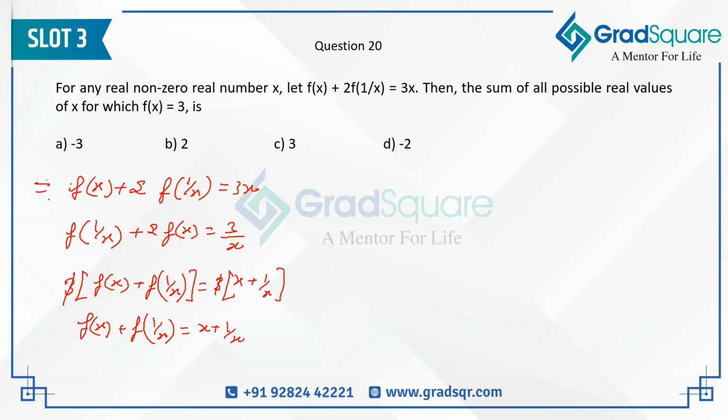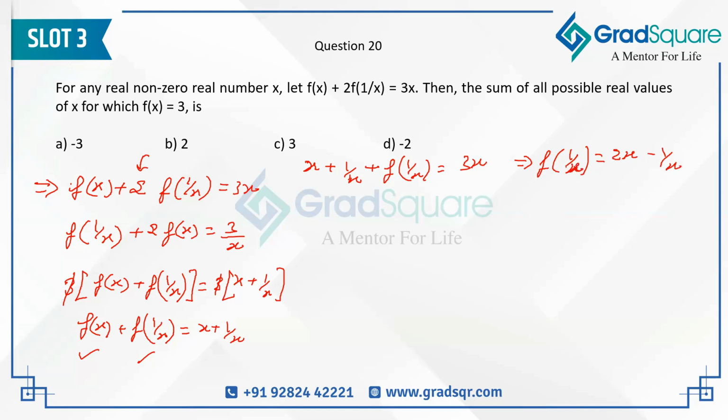Now go back to this first equation. f of x plus f of 1 by x is something that I have in terms of x, right? Which is x plus 1 by x. So I'm writing x plus 1 by x in place of f of x plus f of 1 by x. But there was 2 times f of 1 by x, right? So I will still be left with f of 1 by x. That should be equal to 3x. This implies f of 1 by x will turn out to be 3x minus x, which is 2x minus 1 by x. This will be f of 1 by x.